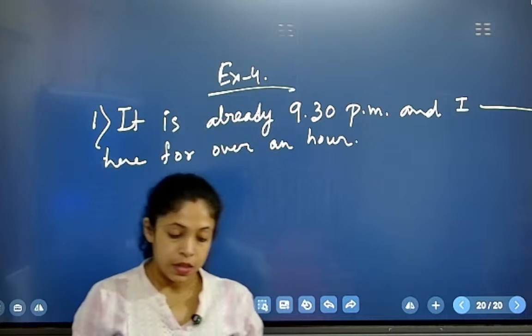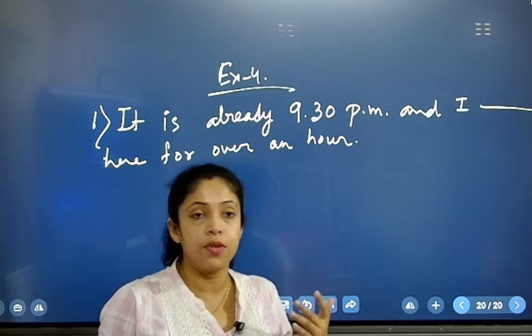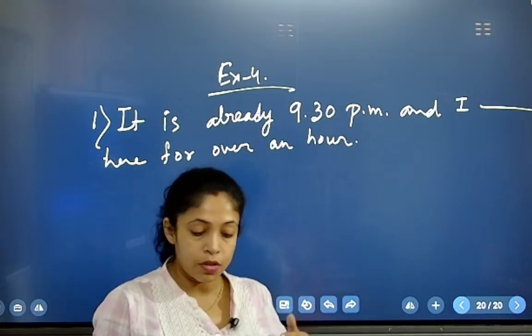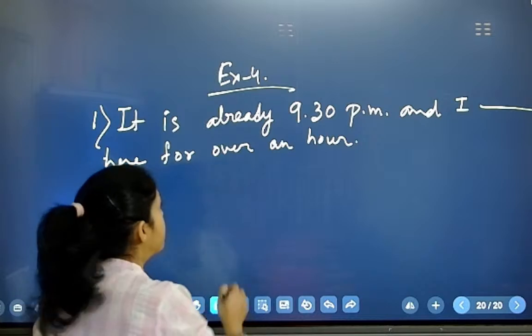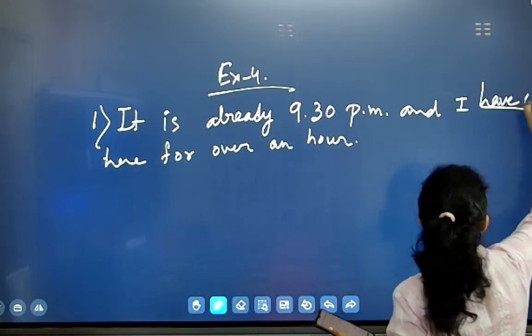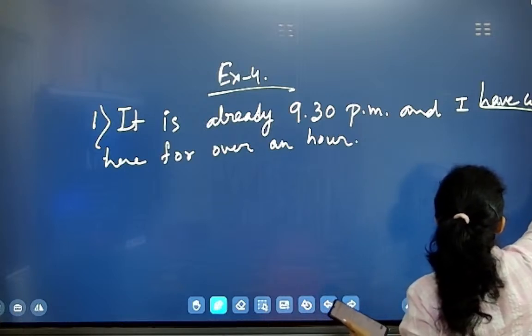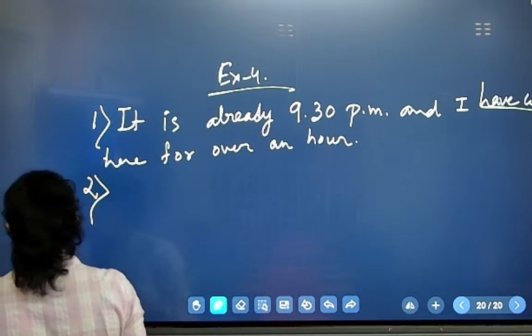So the action that I am doing is going to end very soon. That's why we will use here "I have waited here." Okay, I have waited, because for a long time I have waited. I'm not going to wait anymore. Okay, question number 2.